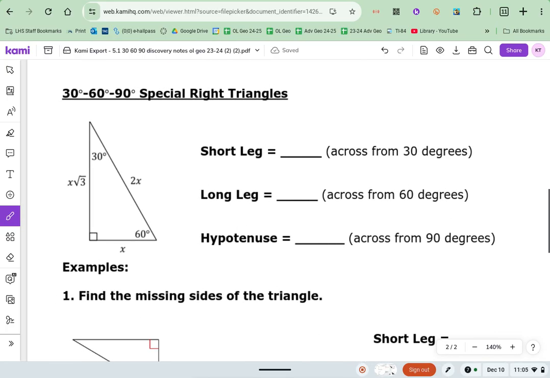I'm just going to rewrite the pattern up here so you can see it on the back side of your notes since you don't have it memorized yet. So your short leg is the x side across from 30 degrees. The long leg is the x root 3, across from 60 degrees. And the hypotenuse is the 2x side across from 90 degrees.